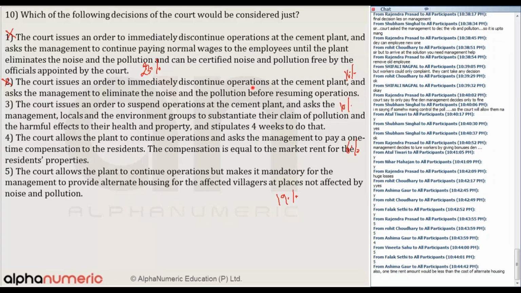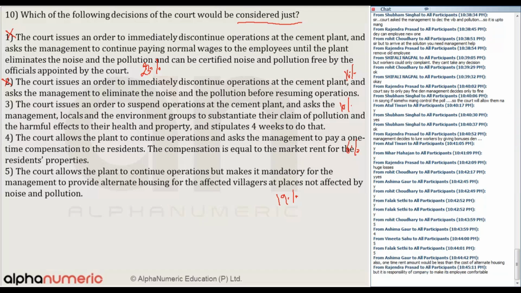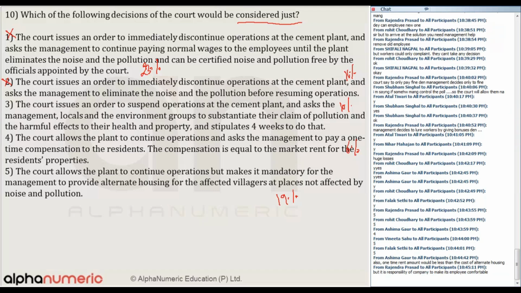Yes, that's right. So remember, it should be considered just. When you are saying that it could be considered just, it should be justified to both the parties, not only to one of them. So I think option number 5 is basically unjust to the management. It might be possible that management might not be able to cover the cost. Definitely, it will make it simpler and more comfortable.